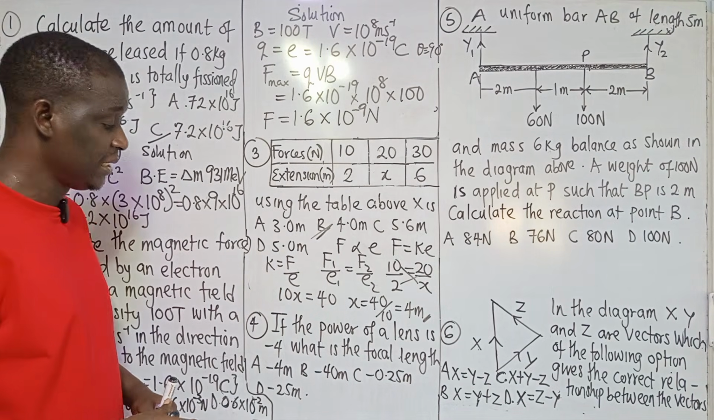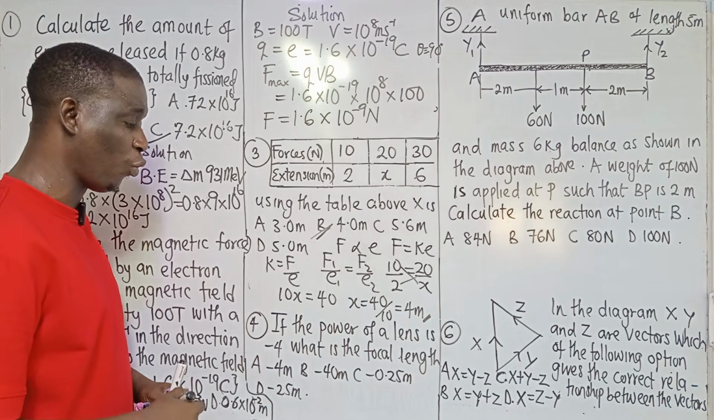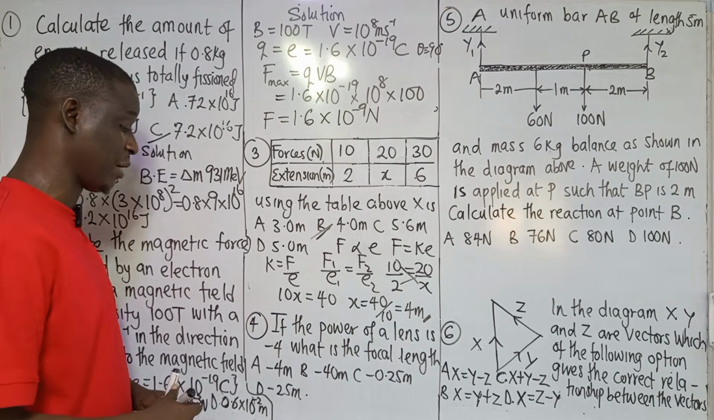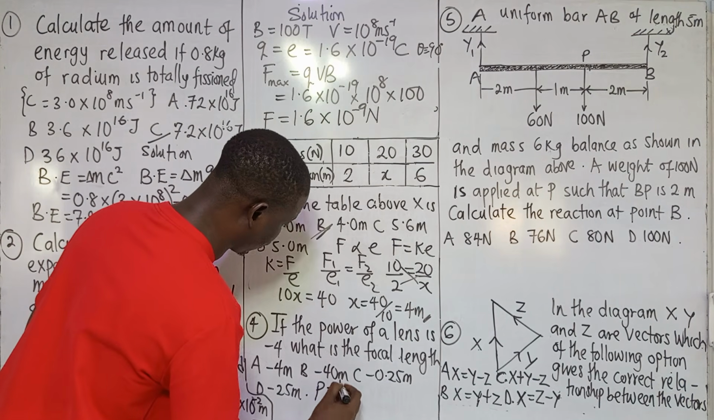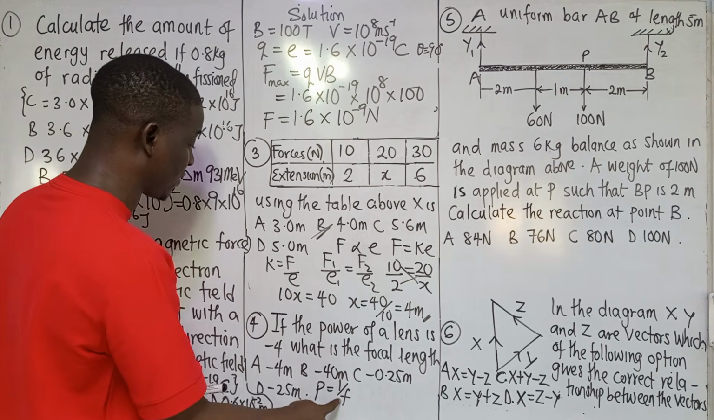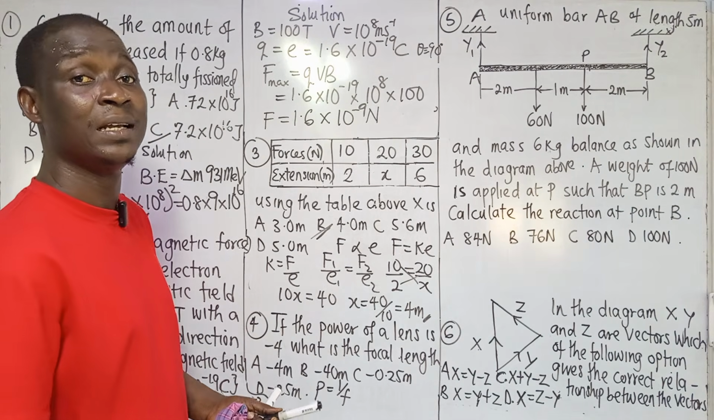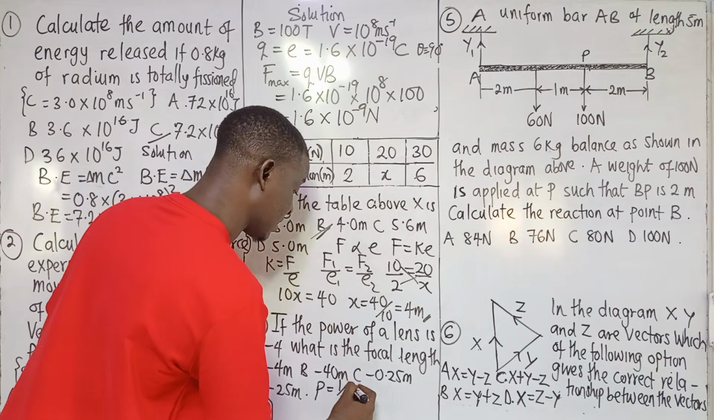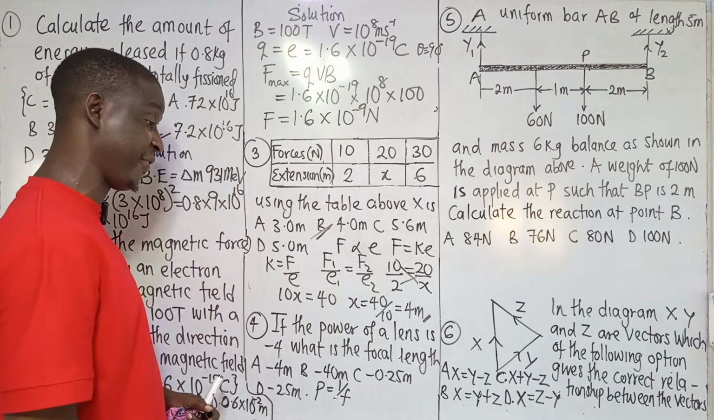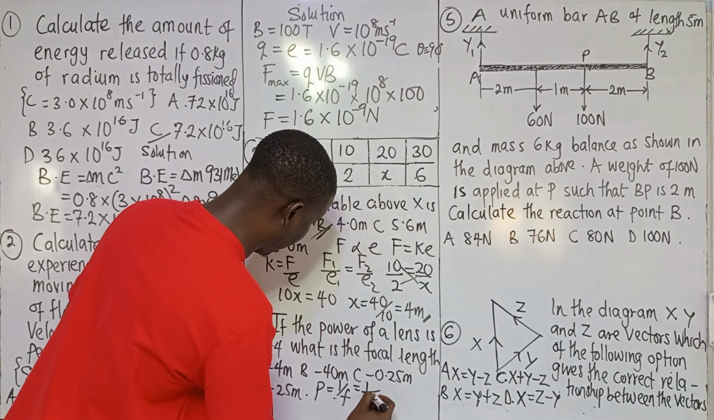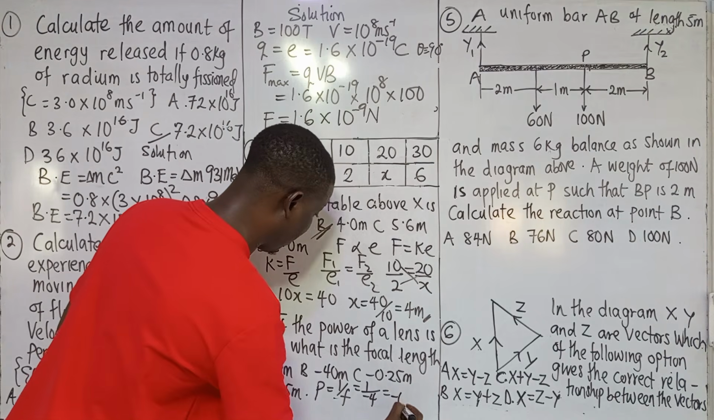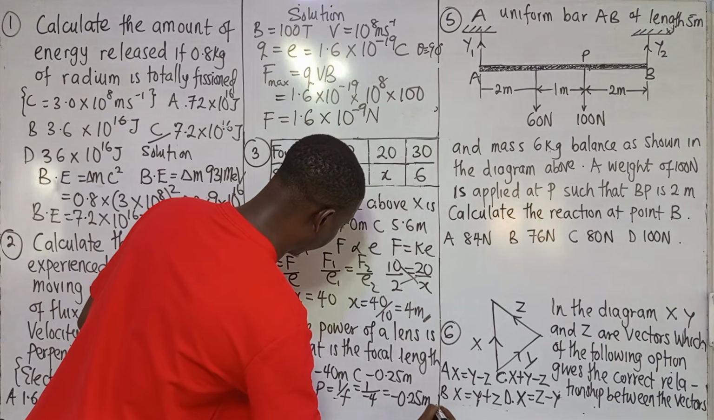Let's go to the next one. If the power of a lens is minus 4, what is the focal length of the lens we're looking for? Power of a lens equals 1 over F. Don't forget, the power is plus for a converging lens and minus for a diverging lens. In this case we just substitute into it. We have 1 over minus 4, the inverse of this, which gives us minus 0.25 meter.